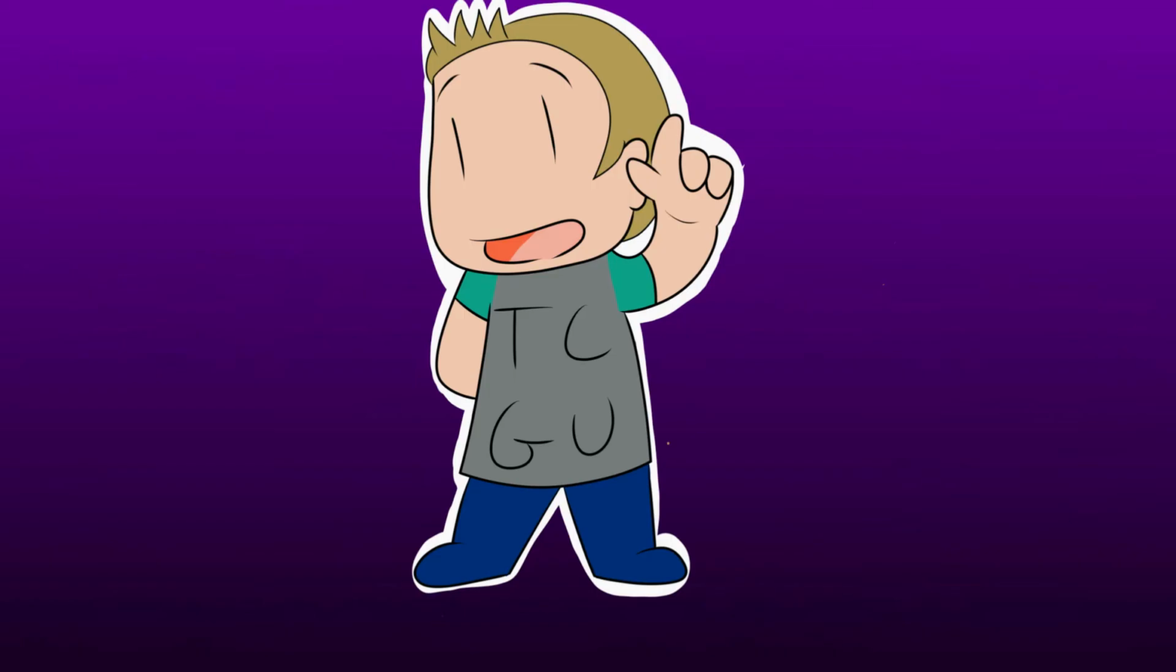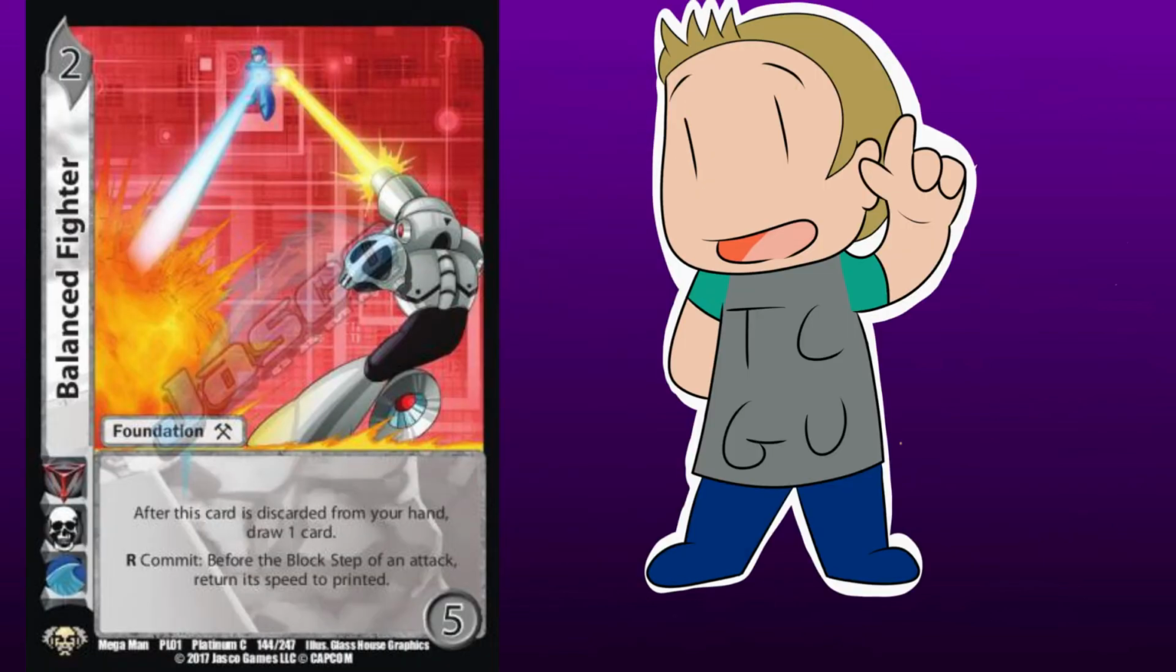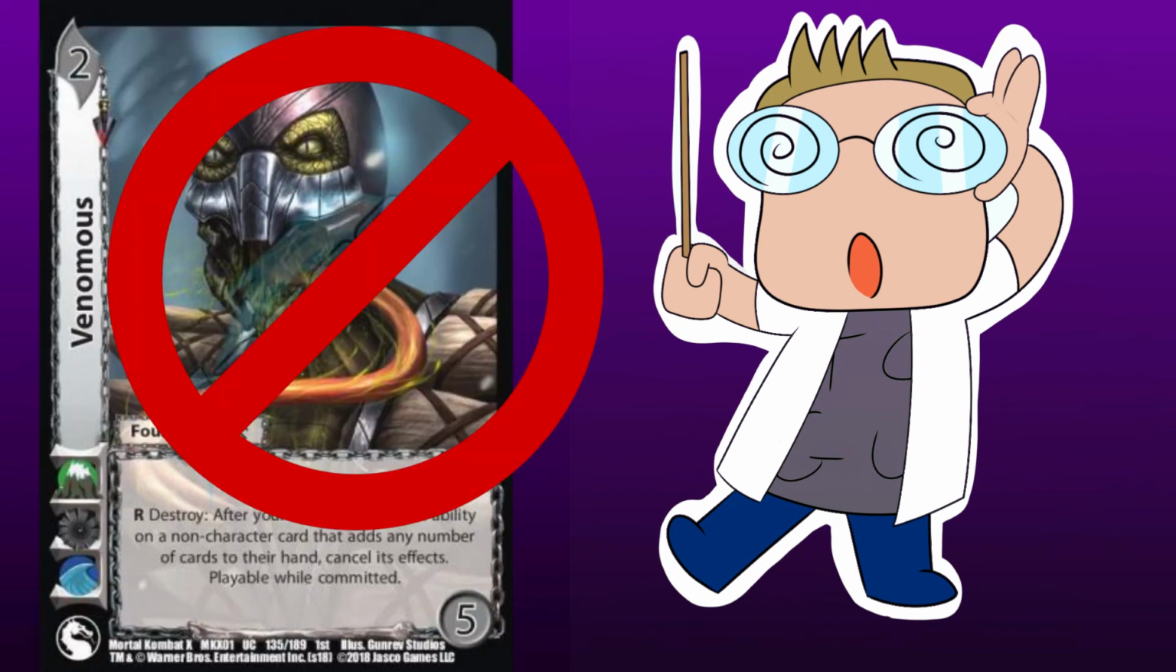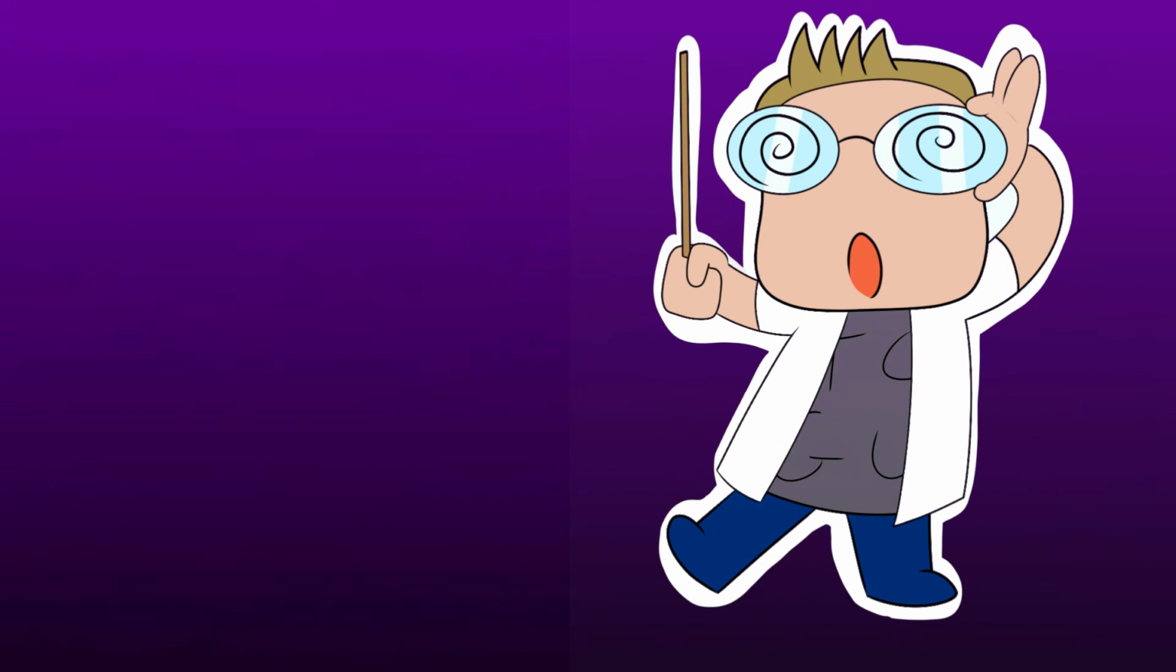There are also cards in the game that draw by static, like Balance Fighter. Balance Fighter states, when it's discarded, draw 1 card. Unfortunately, there are no ways to cancel this static draw, since it's not a played ability. So you couldn't respond with Venomous, but you could still play For Mother Russia.